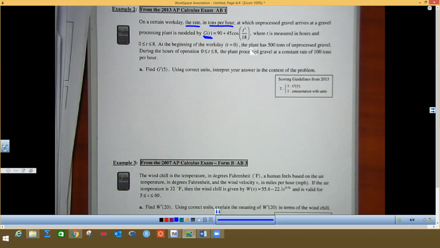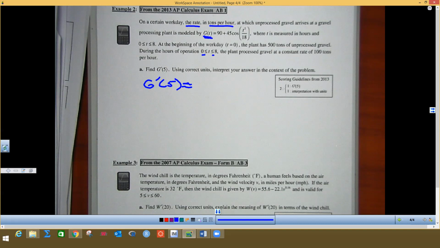At the beginning of the workday, t equals 0, the plant has 500 tons of unprocessed gravel. During the hours of operation from 0 to 8, and again remember t is hours, the plant processed gravel at a constant rate of 100 tons per hour. Find G prime of t. So this is a calculator problem. It tells you over here that finding G prime of 5 is one of the things you have to do. Some of you on the last test did not tell me what your answer was, and you wrote an answer, and I put no bald answers allowed. So you have to tell me you're finding G prime of 5.